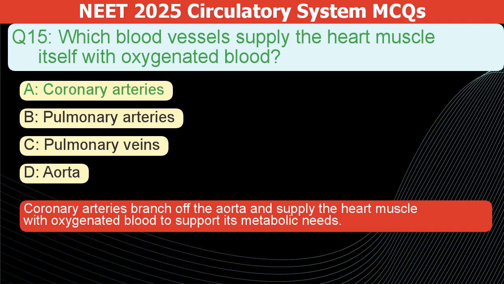Coronary arteries branch off the aorta and supply the heart muscle with oxygenated blood to support its metabolic needs.